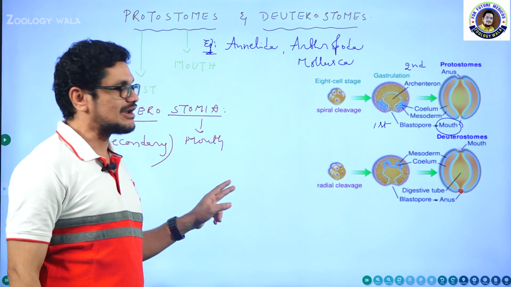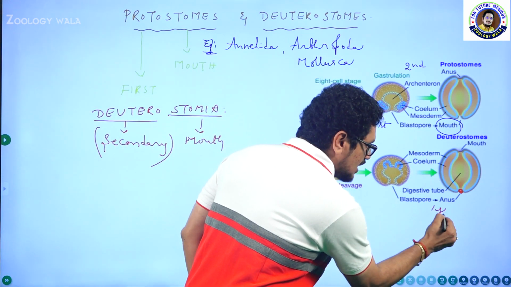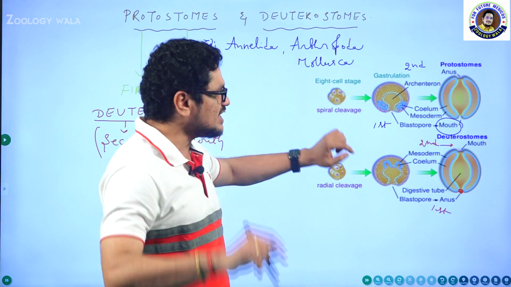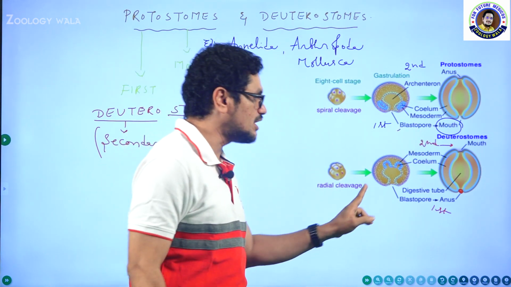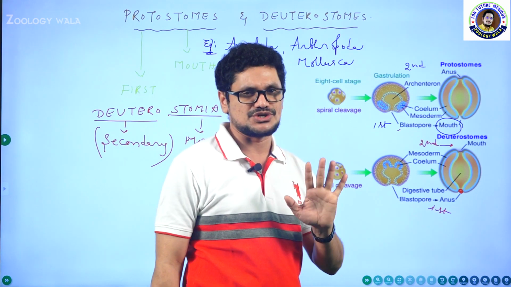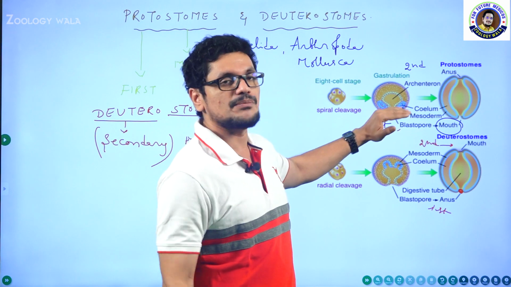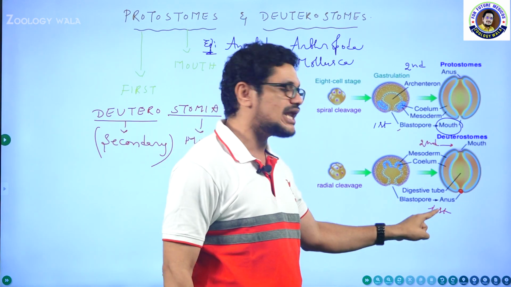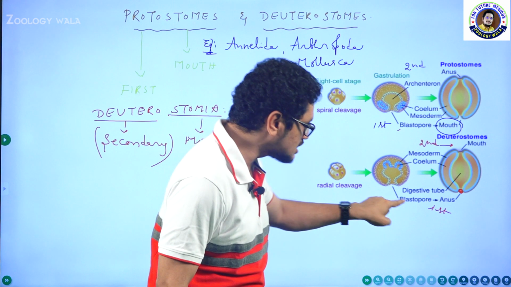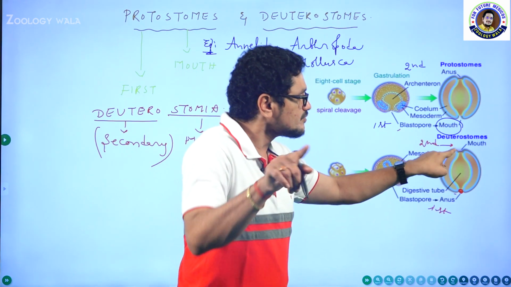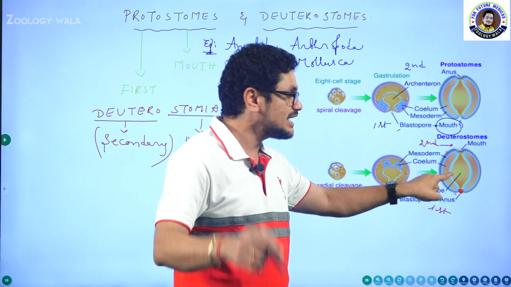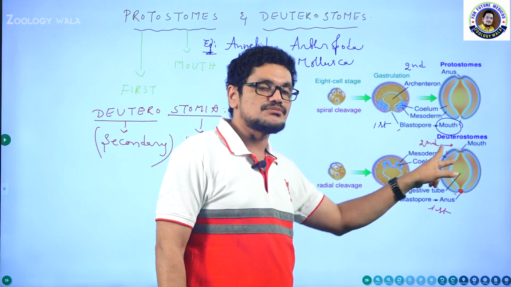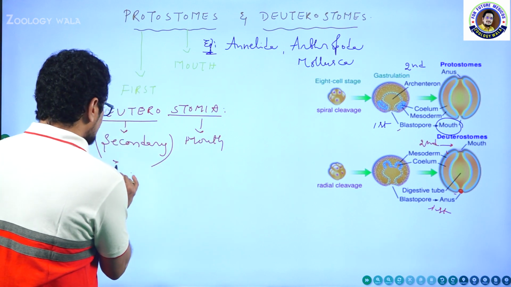Mouth forms secondarily during the development. So the first formed opening will become the anus, and the second formed opening will become the mouth. Exactly opposite to the previous one. In the previous case, the first formed opening became the mouth, but now the first formed opening becomes the anus. Very simple issue, there is no complexity. If the first formed opening, the so-called blastopore, turns into the mouth, it is a protostome. If the first formed opening, the blastopore, turns into the anus, then it comes under deuterostome. Why? Because if the first formed opening becomes the anus, the second formed opening during the development will become the mouth. So mouth forms secondarily. Deutero means secondary, stome means mouth.